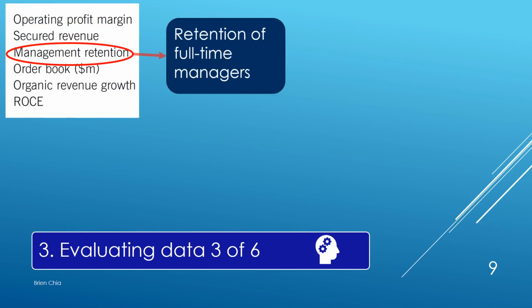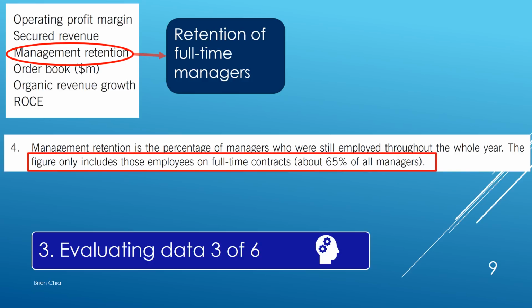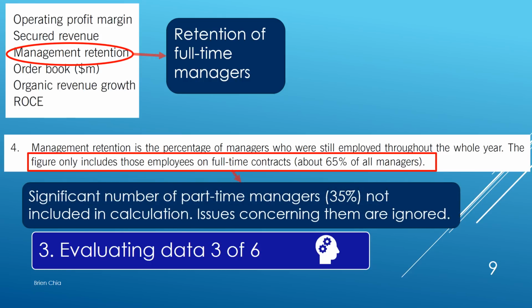Management retention is about full-time managers. That means you keep managers in your company. Usually that's a good thing. That means your employees are happy to stay with you and things like that. But one key element that we're going to pay attention to is note 4 over here. This figure only includes employees on full-time contracts, which is 65% of all managers. Where's the remaining 35%? So a significant number of part-time managers is not included, meaning they are totally ignored, which makes you think that this measure is probably not very reliable.